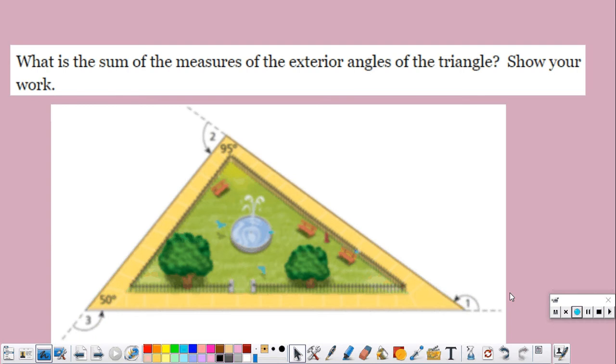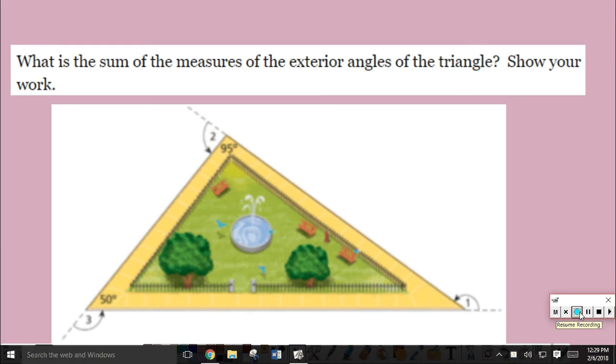Okay, what are you going to have to do first? You need to find the inner angle, then you need to find the exterior angles, the outside angles, and then you can find the sum. Okay, so I'm going to give you 4 minutes to do that.